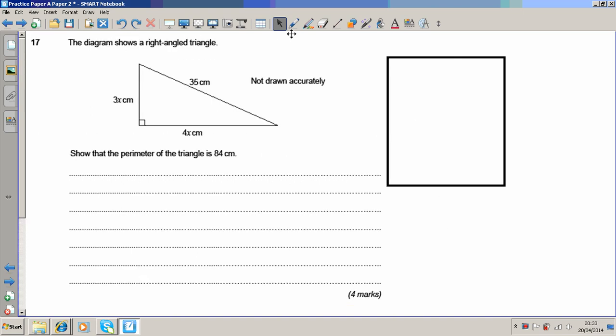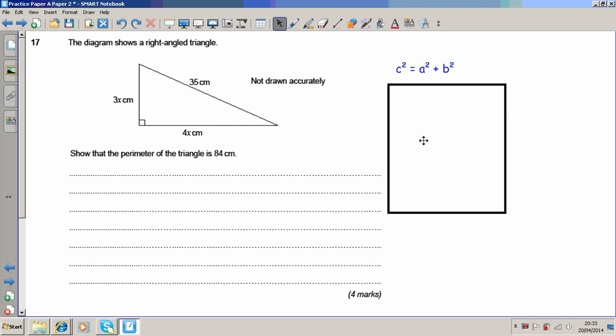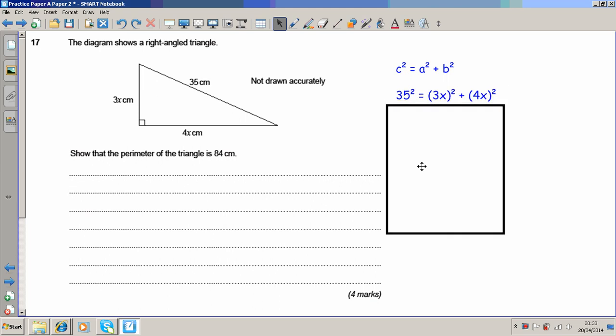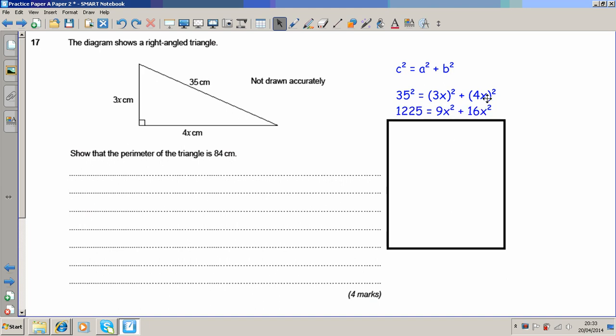Alright, the diagram shows a right angled triangle, show the perimeter is 84. Right angled triangle means it's Pythagoras. Write your rule down. C is 35, and we don't know what the shorter lengths are yet, so 3x and 4x. So now if I do 3x squared, that's going to be 9x squared, because you square both the number and the algebra, and 4x squared is going to be 16x squared, and 35 squared is 1225. I can put into my calculator.